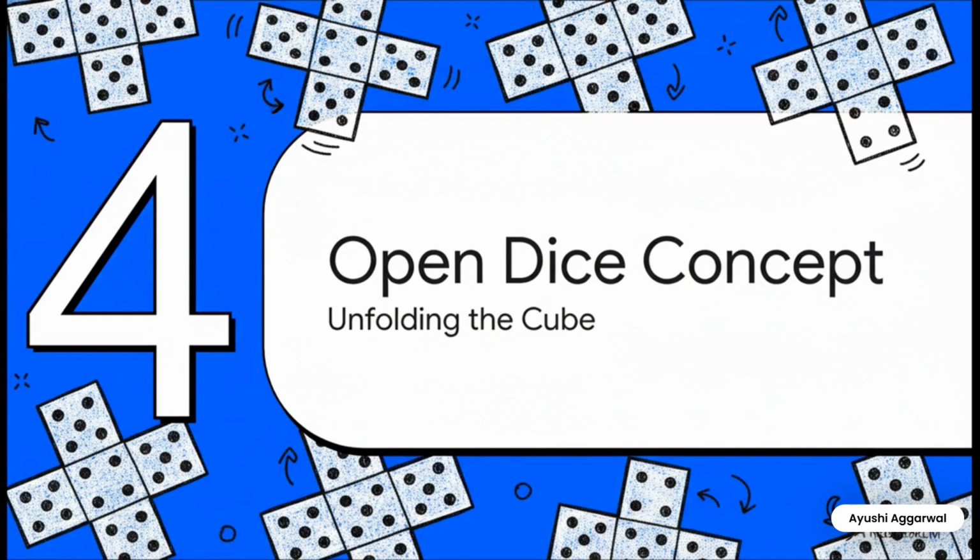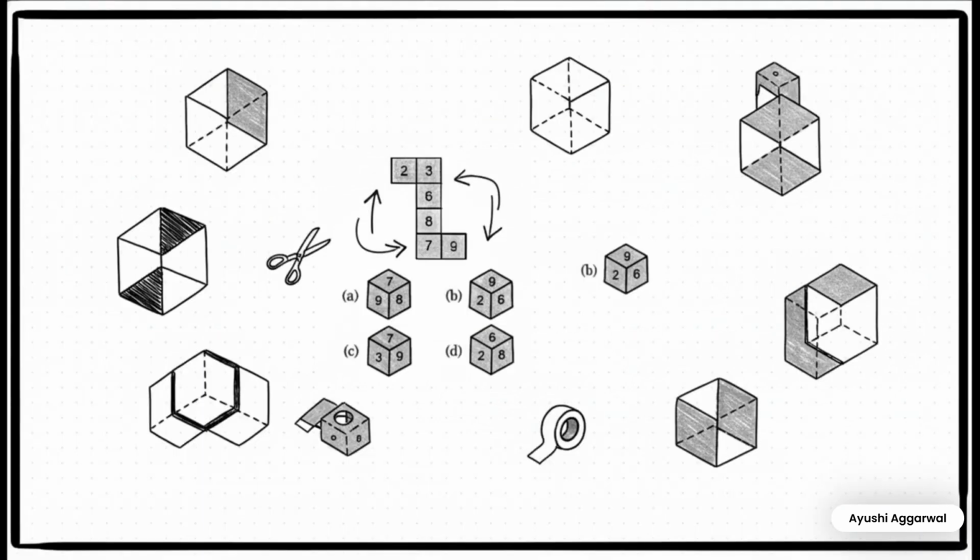Okay, so we've covered closed dice. But what about when the dice is unfolded? Let's dive into the concept of an open dice, which is sometimes called a net. It might look a little tricky, but I'll show you how logical it really is. So an open dice is basically just an unfolded version of a cube. Just imagine you're taking a cardboard box and laying it out completely flat. That flat shape is the net of the box. Our job is to figure out which face will be opposite which when it's all folded back up.